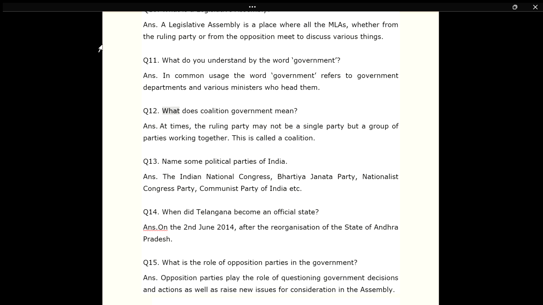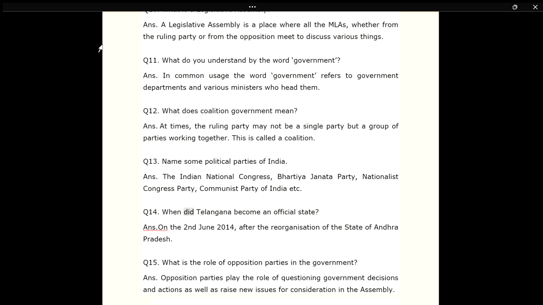Q12. What does coalition government mean? Ans. At times, the ruling party may not be a single party but a group of parties working together. This is called a coalition. Q13. Name some political parties of India. Ans. The Indian National Congress, Bharatiya Janata Party, Nationalist Congress Party, Communist Party of India, etc.